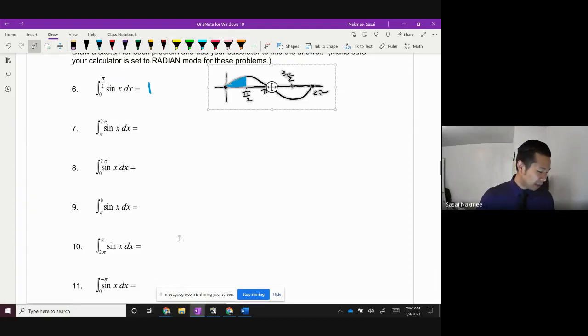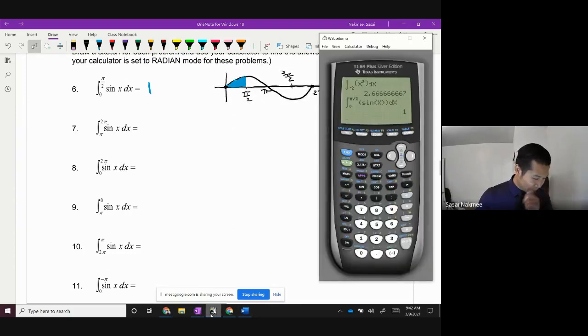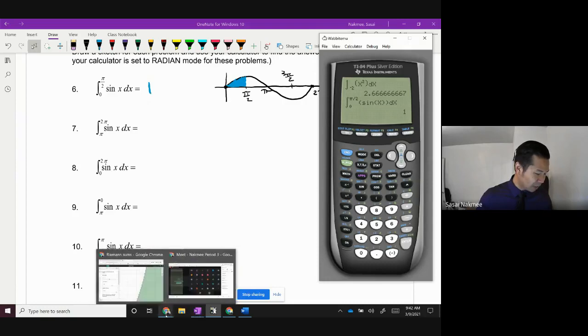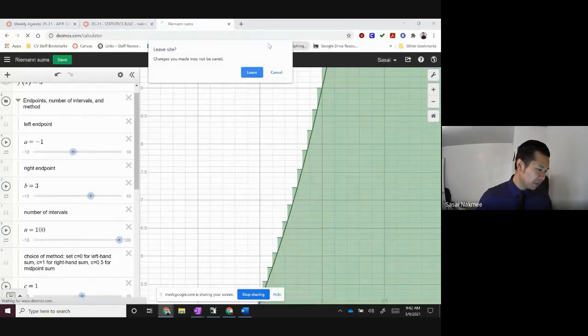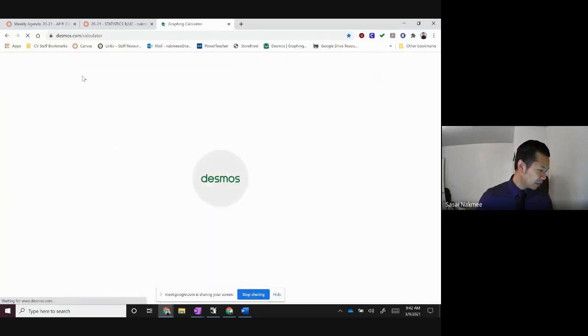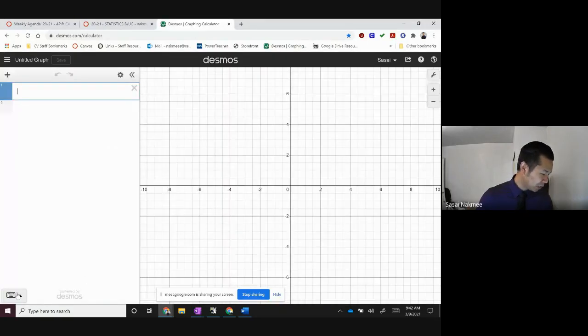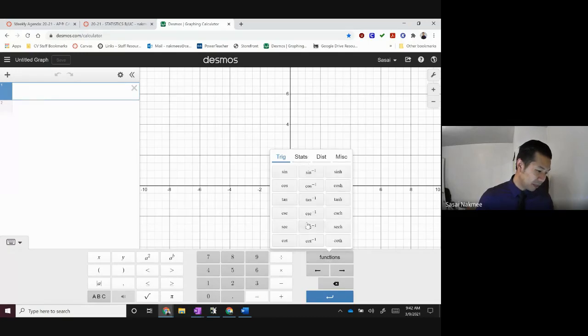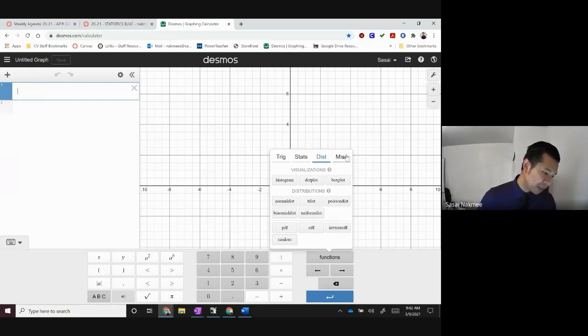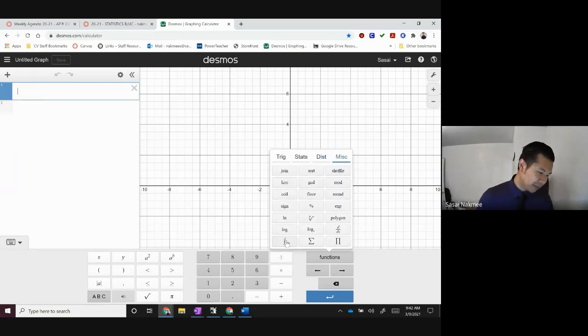As I was saying, while you guys are doing this, I'm going to give you 2 minutes. If you don't have a TI calculator, for now, you can practice using Desmos. Actually, I don't know if Desmos does it. Desmos, do you calculate integrals? Do you have the integral function here? Let's go to functions. Let's take a look and see. They got trig functions. They got stats functions. They got distance function, distributions. And they got miscellaneous. Ah, there you go. They have integral right there.